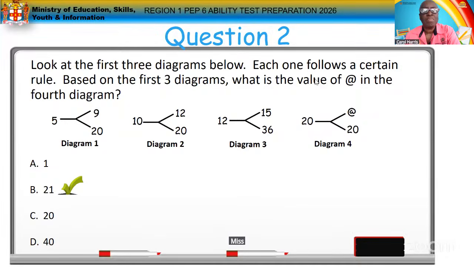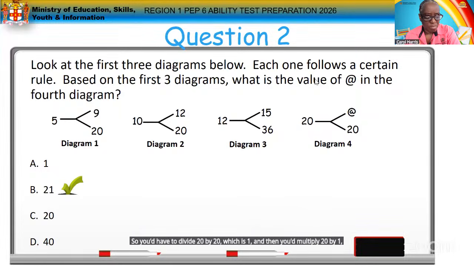So for number 20, what you would have to do is divide 20 by 20, which is 1, and then you'd multiply 20 by 1, but then you would have to get, wait, no. So then you would add that 1 to 20. Okay, thank you very much, Mona.